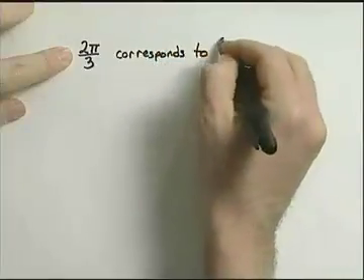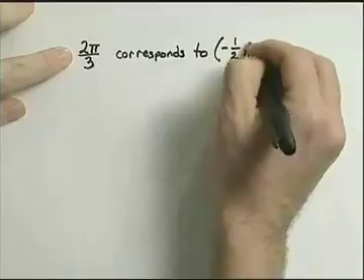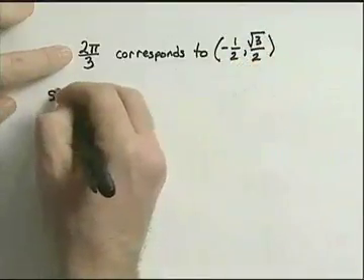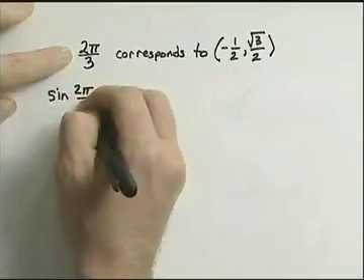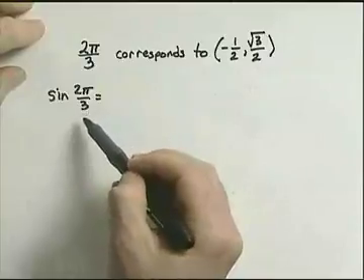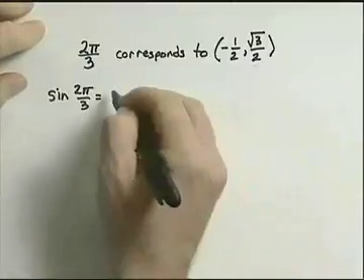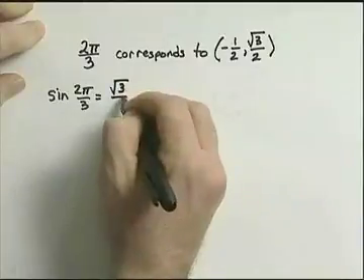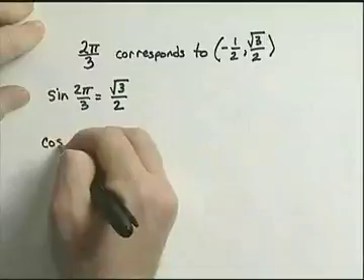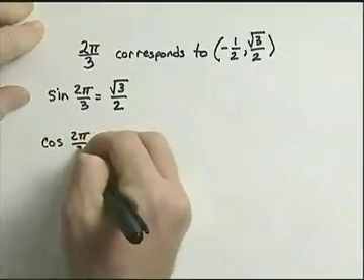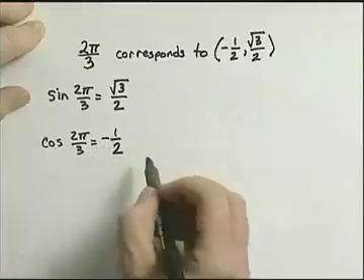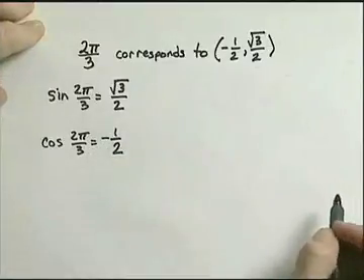So we have that 2 pi over 3 corresponds to the point -1/2 comma square root of 3 over 2. So the sine of 2 pi over 3, remember the sine function takes as input an angle and gives as output the y-coordinate. So the sine of 2 pi over 3 is going to equal the square root of 3 over 2. The cosine takes as input an angle and gives as output the x-coordinate. So the cosine of 2 pi over 3 is -1/2.